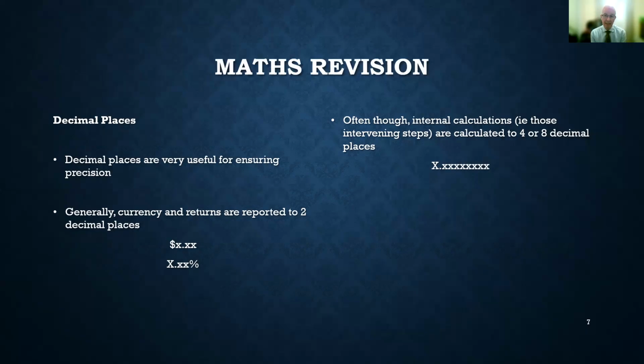And so that would be x dot xxxxxxxx, all 8 decimal places. If you report to 9, you'll get the number wrong. If you report to 7, you'll get the calculation wrong. It is really important that we are detailed in our work in investment management.